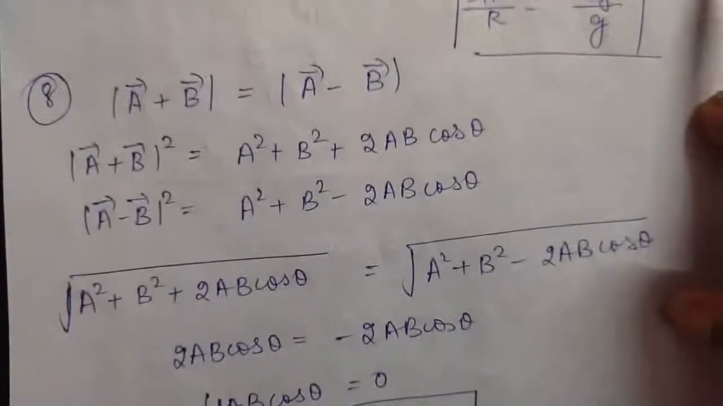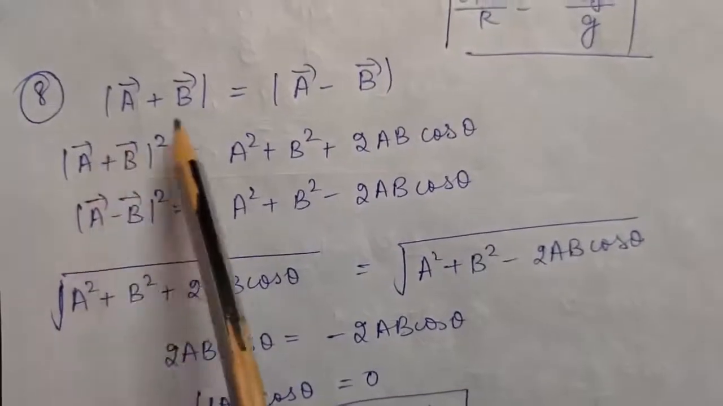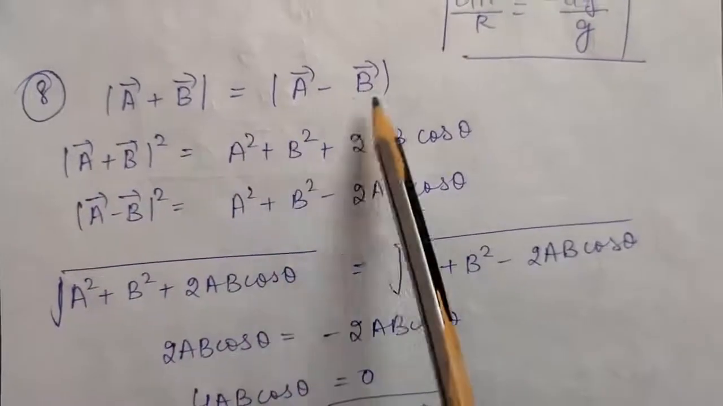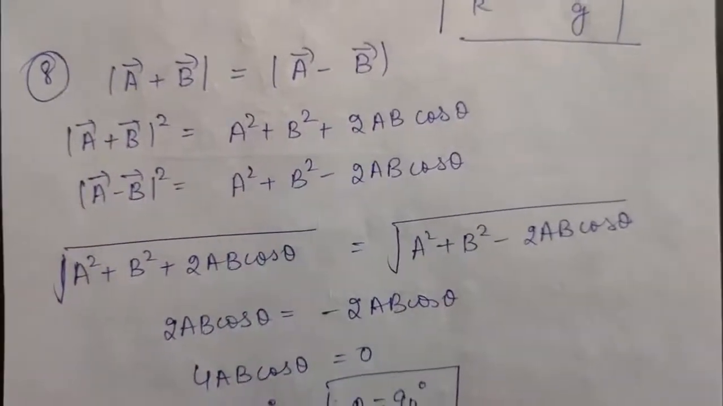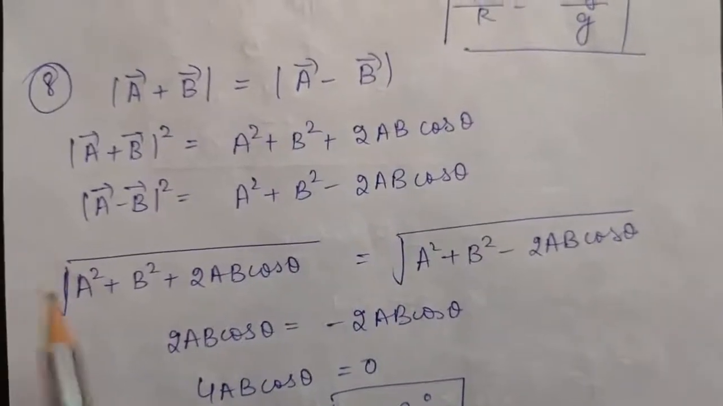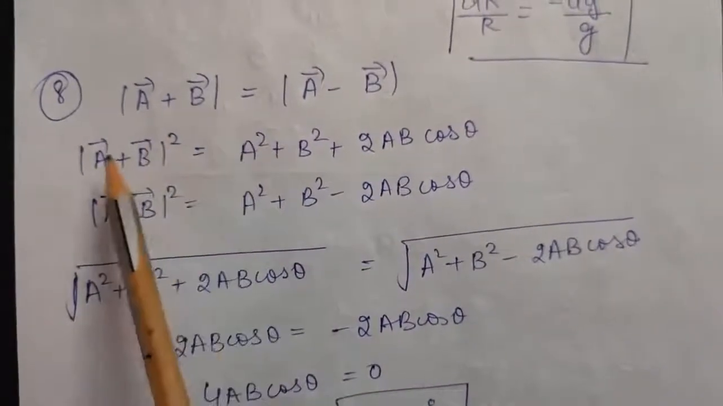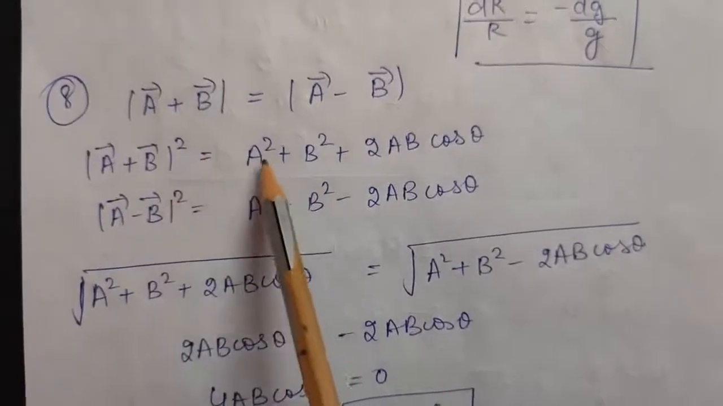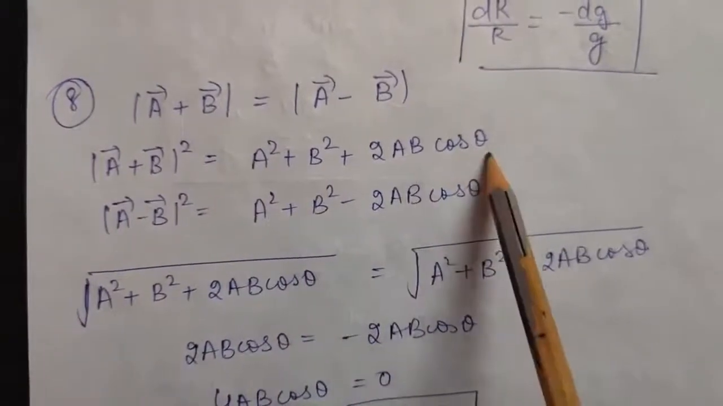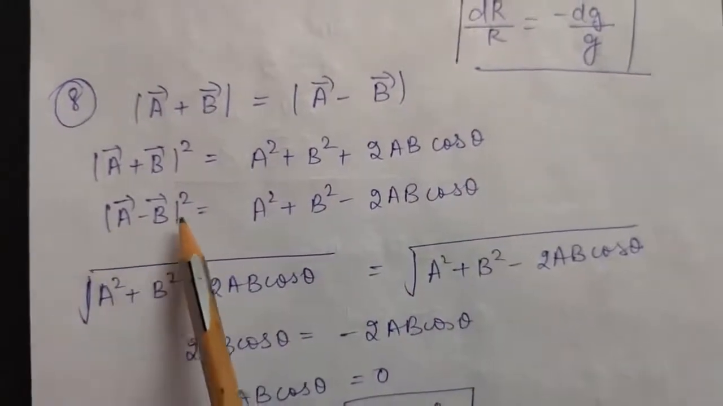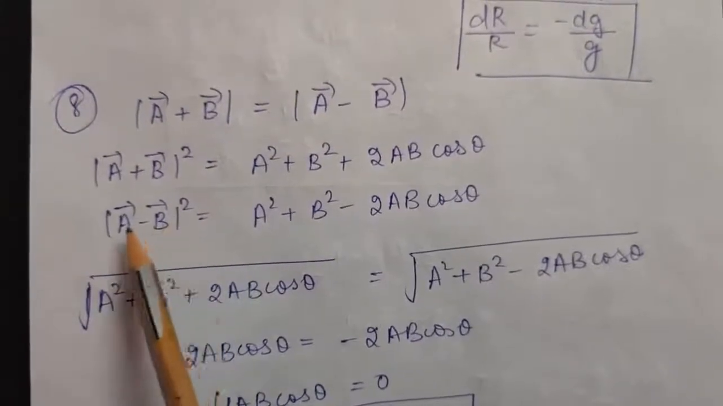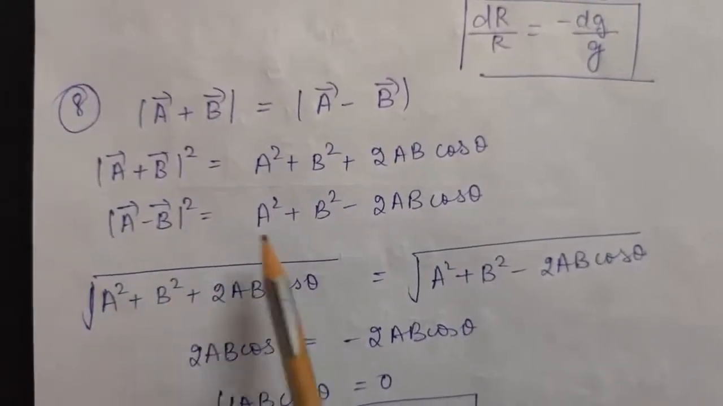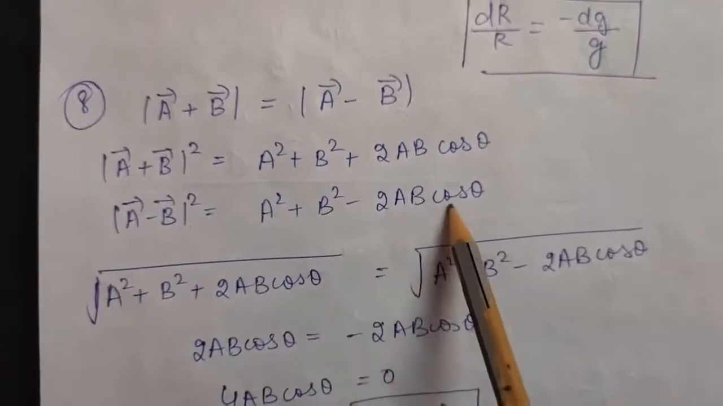In the 8th question, you are given that the magnitude of a plus b is equal to the magnitude of a minus b. Then you have to tell the property of these vectors. Okay. So now as you know, if I square it, that is magnitude of a plus b whole square will be a square plus b square plus 2ab cos theta. And similarly, the square of the magnitude of a minus b will be a square plus b square minus 2ab cos theta.